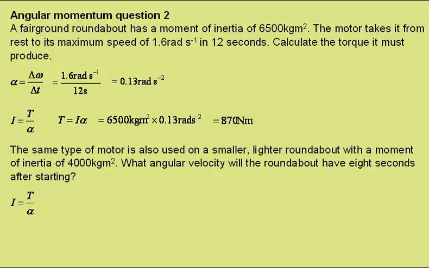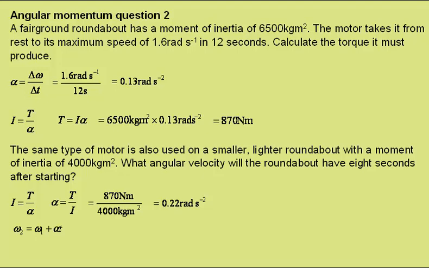Well, moment of inertia is equal to torque divided by angular acceleration. So angular acceleration is equal to torque divided by moment of inertia. Putting in the values gives an angular acceleration of 0.22 radians per second squared.